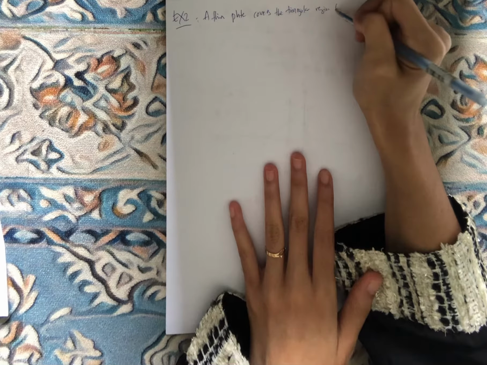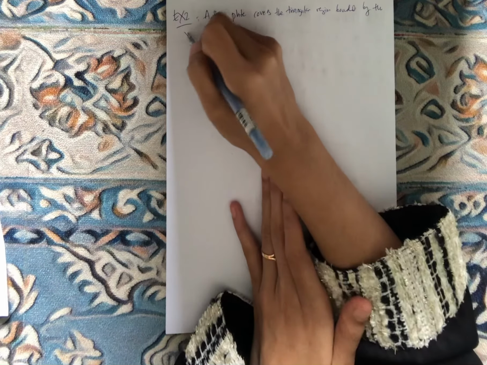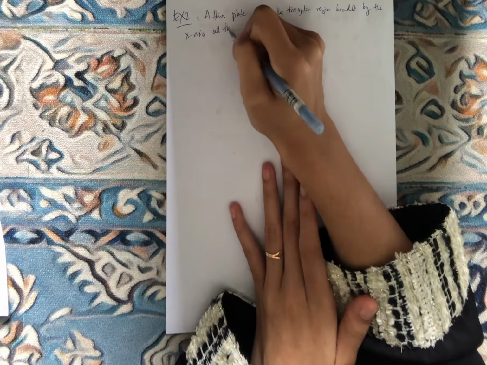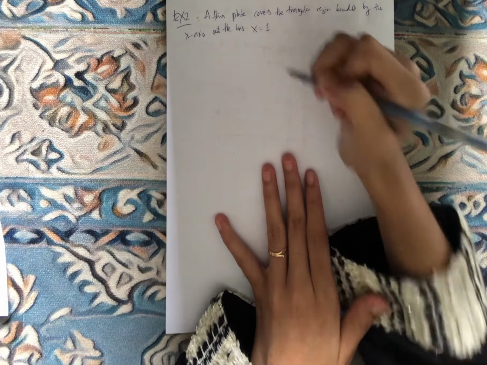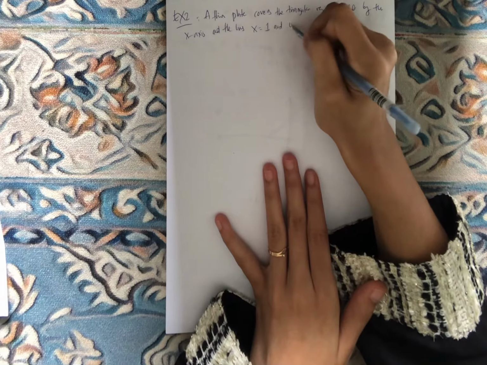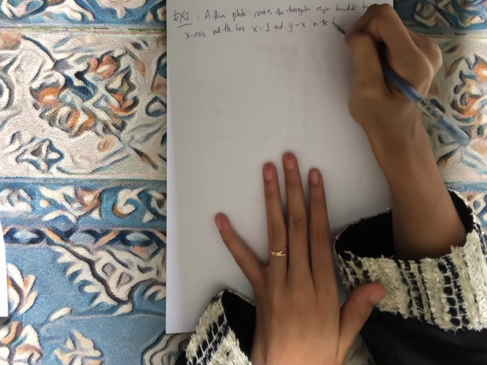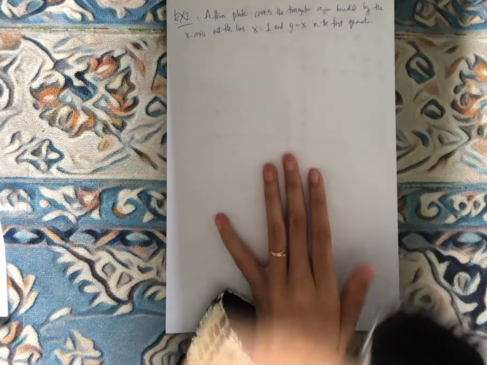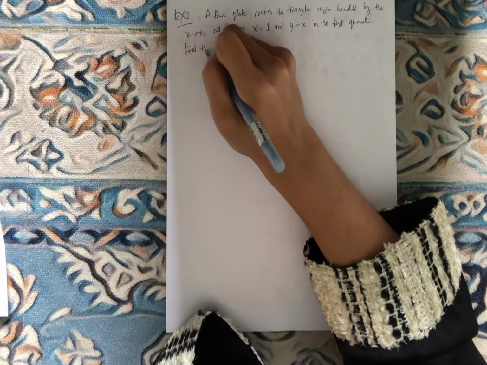A template covers the triangular region bounded by the x-axis and the lines x equal to 1 and y equal to x in the first quadrant. Okay, first quadrant. Then find the first moment.